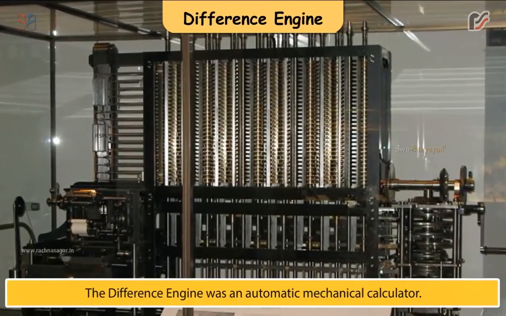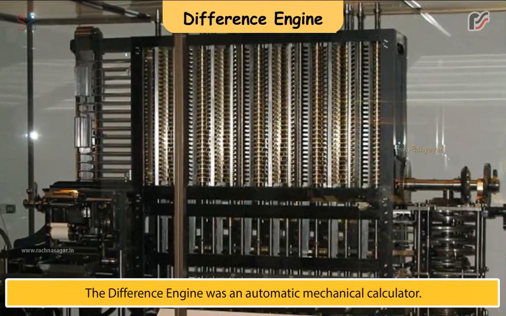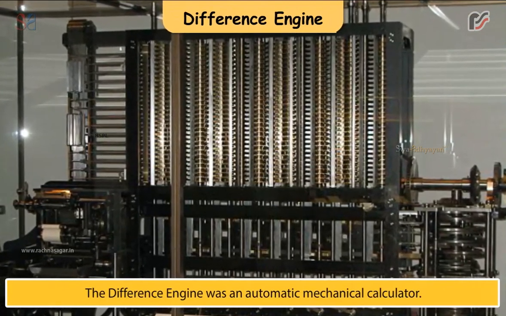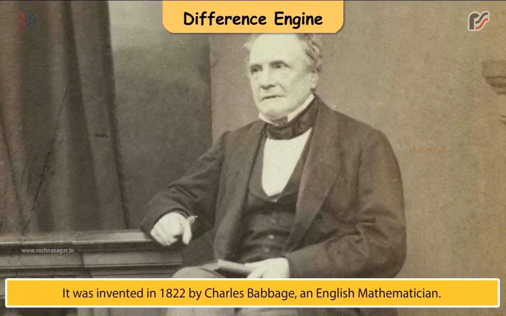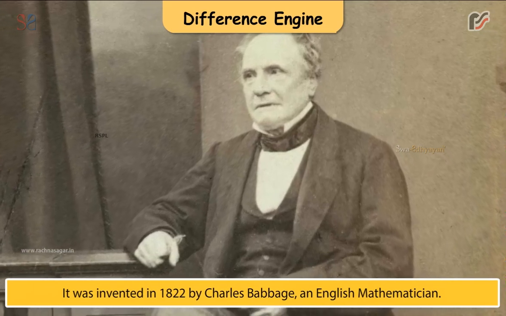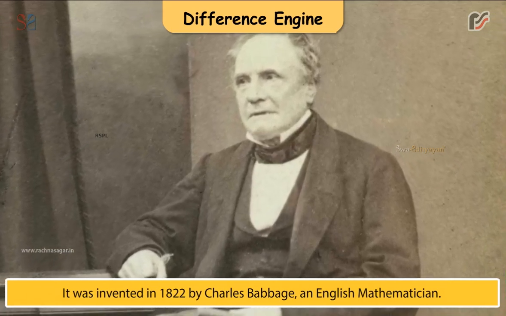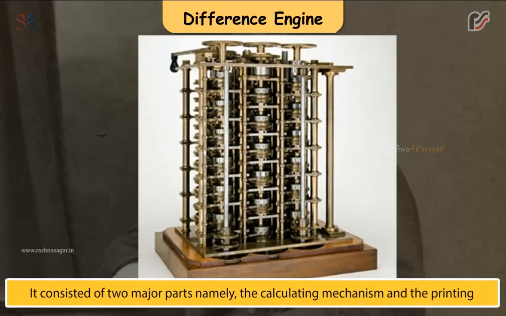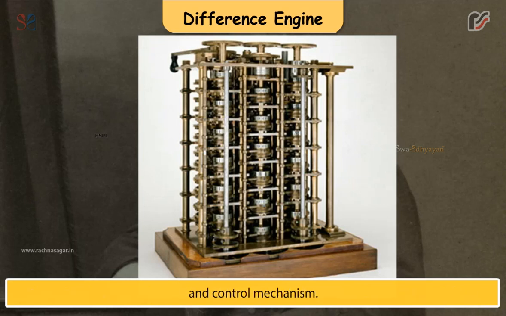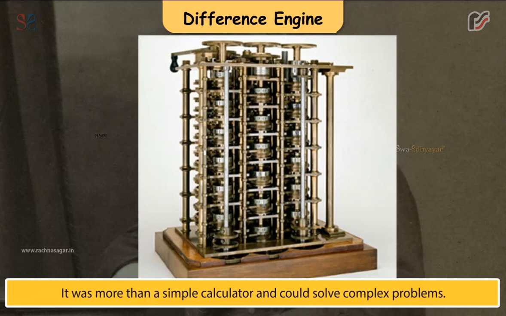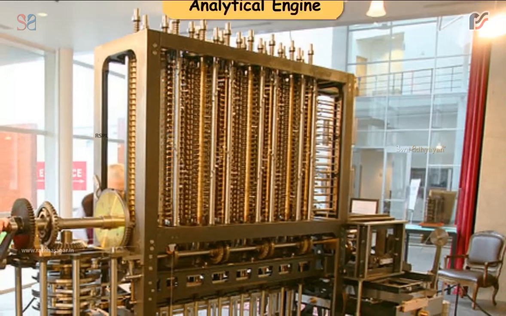Difference engine. The difference engine was an automatic mechanical calculator. It was invented in 1822 by Charles Babbage, an English mathematician. It consisted of two major parts, namely the calculating mechanism and the printing and control mechanism. It was the first complete design of an automatic calculator. It was more than a simple calculator and could solve complex problems.